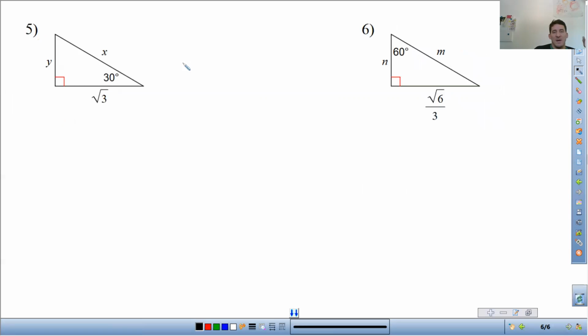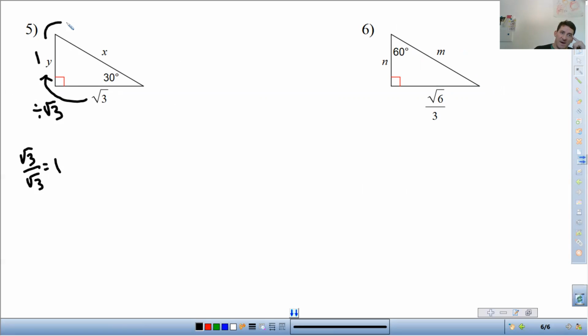All right, so now if you know the medium side, you need to go back around. If you know the medium side, to find the short side, you divide by the square root of 3. So here I'll do that. Square root of 3 divided by square root of 3 is just 1. That's easy. And then to find the hypotenuse, you need to multiply by 2. So 1 times 2 is just 2.